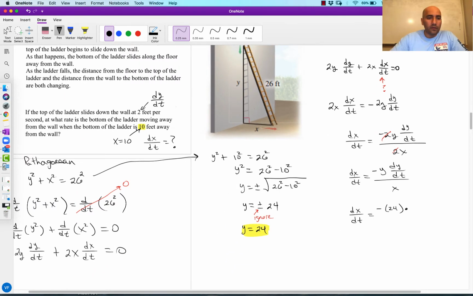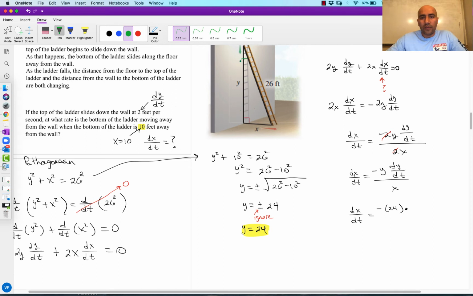Zoom out a little bit. The top of the ladder slides down the wall at 2 feet per second. Now, since this is kind of like our axis coordinate, usually we have 1 unit, 2 unit, 3 unit, right? So in this direction, it's increasing. And in this direction, going up is usually positive, right? So we have 1 unit, 2 unit, 3 unit, 4 unit. So going up is positive. Therefore, because this is coming down, we're going to say that the change is decreasing.